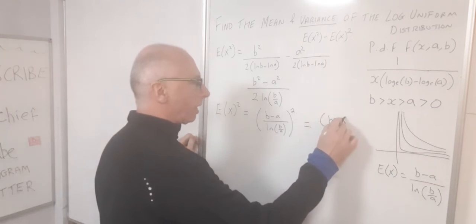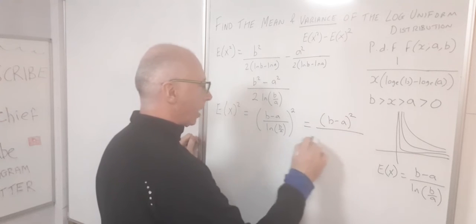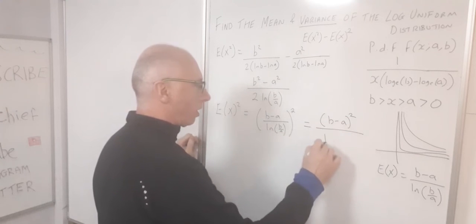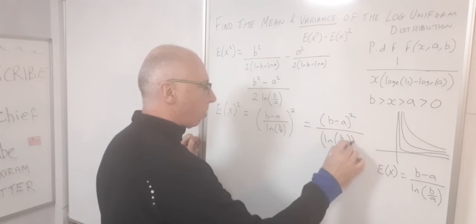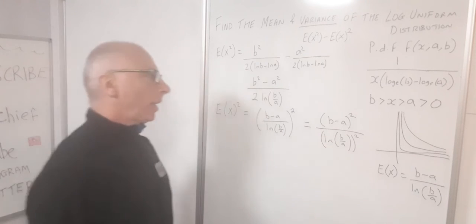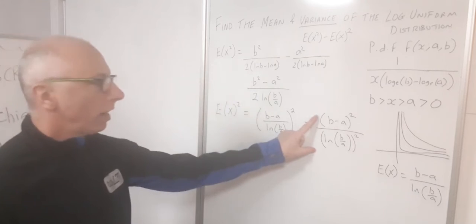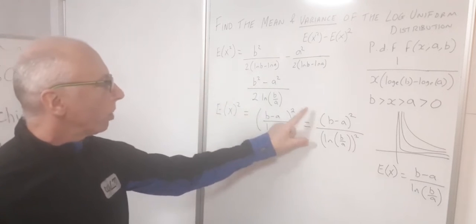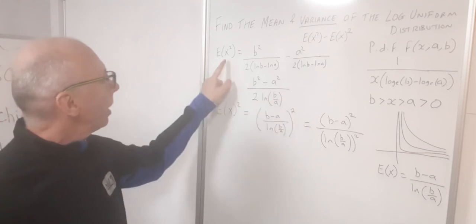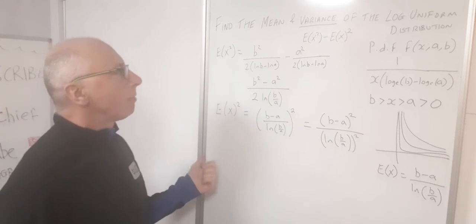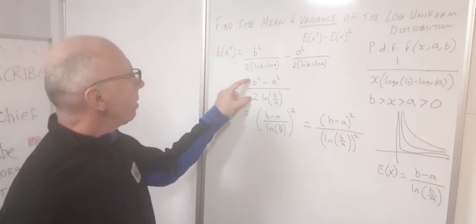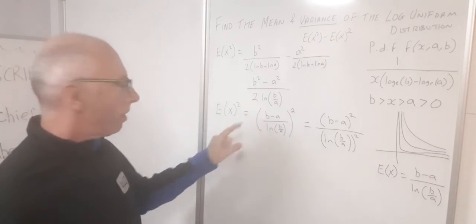So we've got b minus a squared. Then this term squared, I've got log of b over a, all squared. Okay, so this one here, I can't really simplify it very much to try and make a similar denominator with my E of X squared. So I'm going to declare my variance using this term and this term.